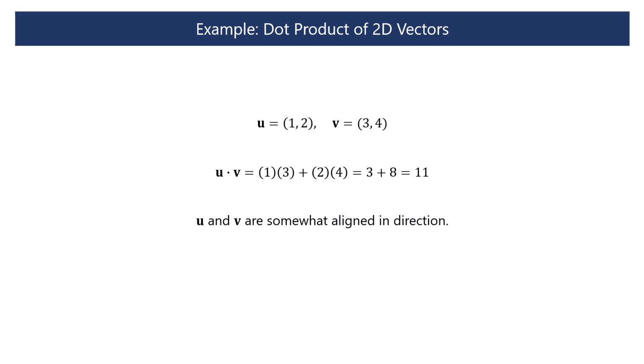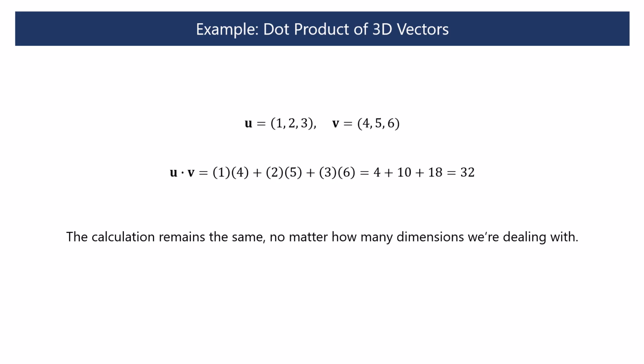Now, let's try calculating a dot product with a concrete example. We will use two-dimensional vectors to keep things simple and focus on the basic computation. Suppose we have two vectors, u and v. The dot product is calculated in this way. So, we simply multiply the corresponding components and then sum the results. The result is a scalar, a single number. In this example, we get 11, which suggests that the two vectors u and v are somewhat aligned in direction.